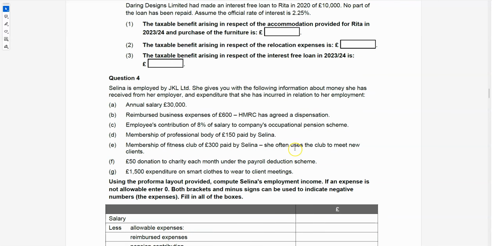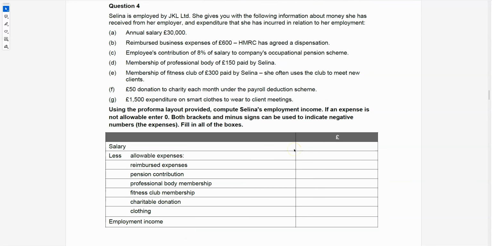The next one we have here says Selina is employed by JKL Limited. She gives you the following information about the money she has received from her employer, and expenditure that she has incurred in relation to her employment. So you have an annual salary of 30,000, reimbursed business expense of 600, which HMRC says is an agreed dispensation.